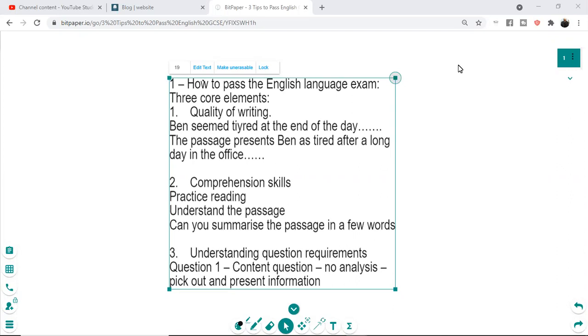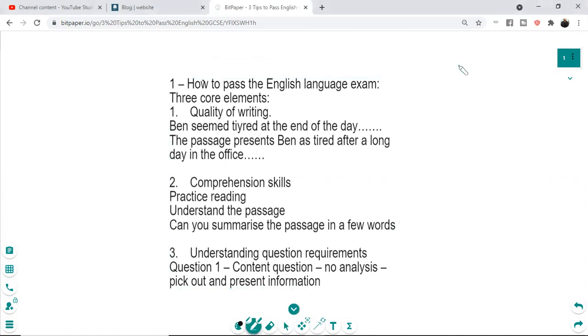The importance of that speaks for itself, really. I'm not going to go into that on this video, but for people who have either failed the exam or who are on that pass-fail borderline, these should be some really useful points. So we're just going to hit 3 core points here. How to pass the English language exam, 3 core elements.